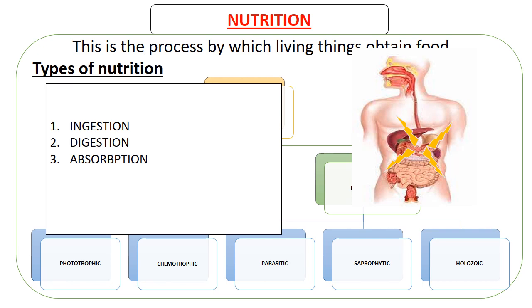After absorption, the soluble absorbed food is used up and incorporated into the cells. So the living cells will take in this absorbed food, and then the cells are going to use the same food. This process of using up the absorbed food and incorporating it is called assimilation.